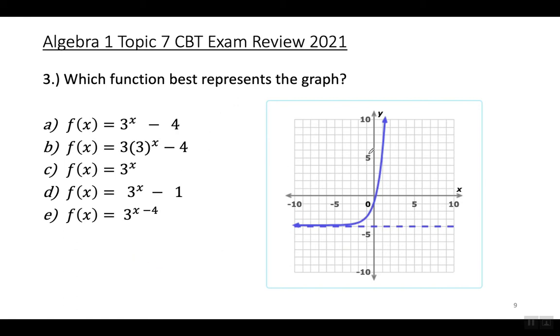All right, so look, remember that the horizontal asymptote is always the number that's in the back. The horizontal asymptote, which here is located at y equals -4, is always in the back of the equation. So just from that, my answers are between these two.